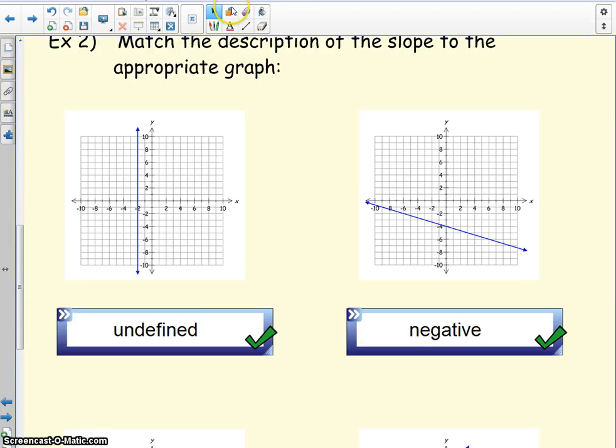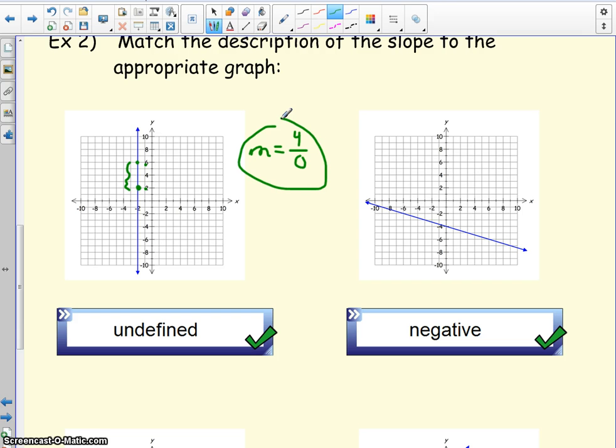So why is this first one undefined? A good way to look at it is to take any 2 random points on here. Let's say I take this point right here and this point right here. Going from this point to this point, there's a rise of 4, so we go up 4, but there's a run of 0. We're not moving at all left to right. So we have 4 divided by 0. If you try to divide by 0, you'll notice you get an error on your calculator. That's because it's undefined. It doesn't make any sense. The slope is technically infinite because there's an infinite rise for no run. So this one is called undefined.